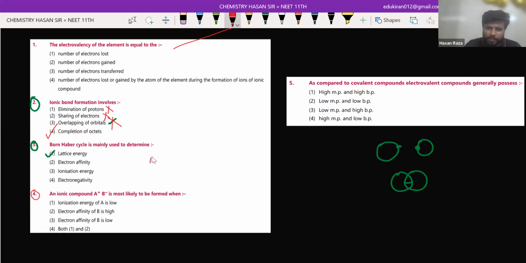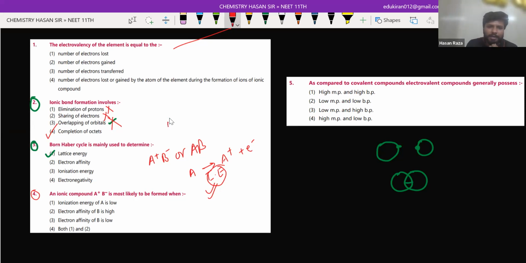In ionic compound A plus B minus, that means basically you can write it as AB, most likely to be formed. You know that A goes into A plus, that means it will lose an electron. You took out the electron. It is known as ionization energy, the energy that you use to take out the electron. And if you want to form an ionic compound, you want to spend minimum energy to take out the electron, that means ionization energy should be lesser.